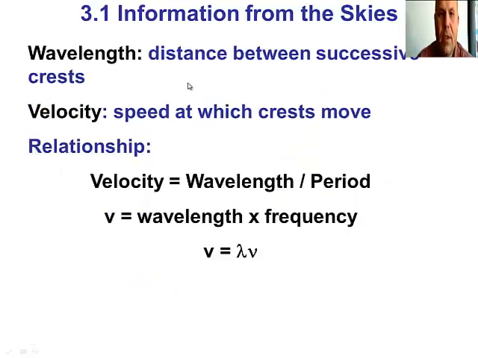All right, wavelength considers the distance between successive crests, and then the velocity is how fast they're moving by. So there we are with wavelength and velocity, okay.